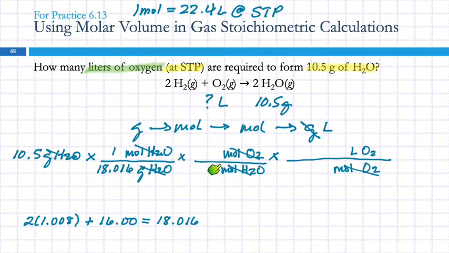Here are my moles in the middle. The mole ratio comes from the balanced chemical equation. 1 oxygen to 2 waters, right? So 1 in front of oxygen, 2 in front of water. And then at the end, liters and moles, that's the molar volume of a gas at STP. And just like the molar mass, it's 1 mole is this thing. See over here, 1 mole is this mass in grams. Here it's going to be 1 mole is the number of liters.